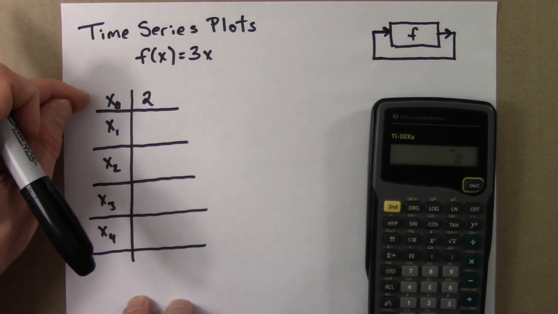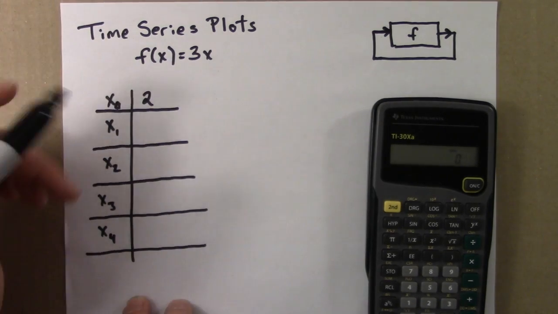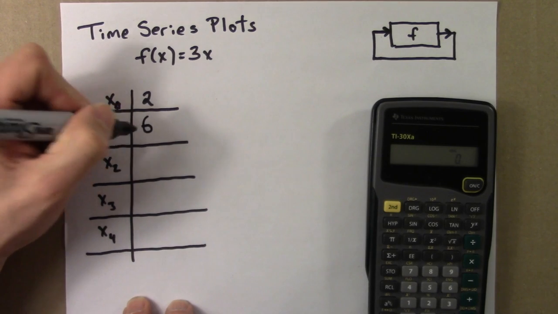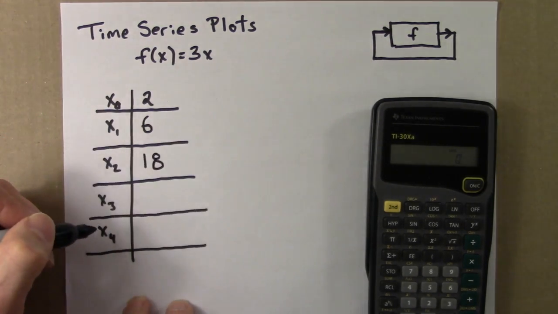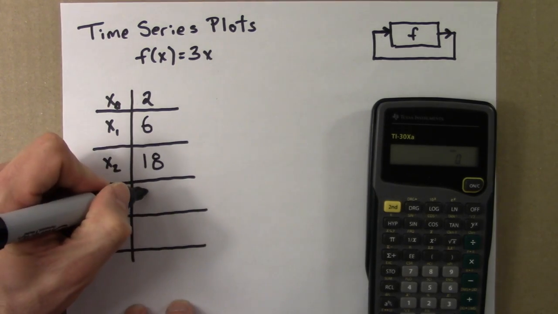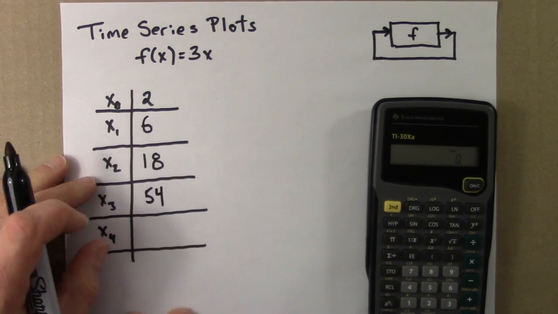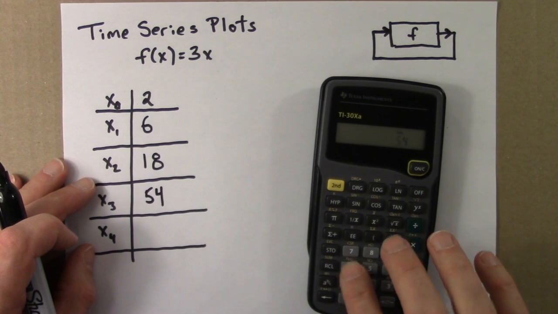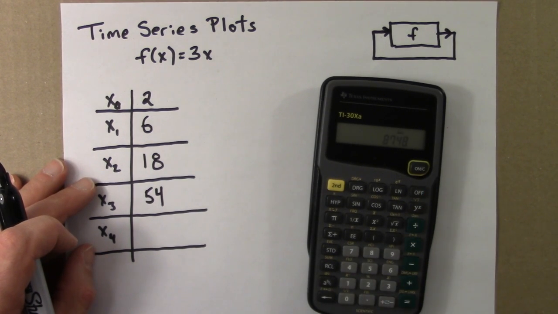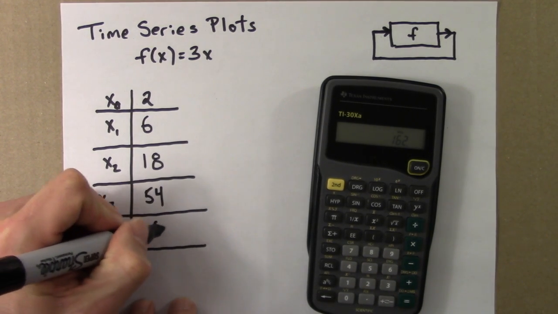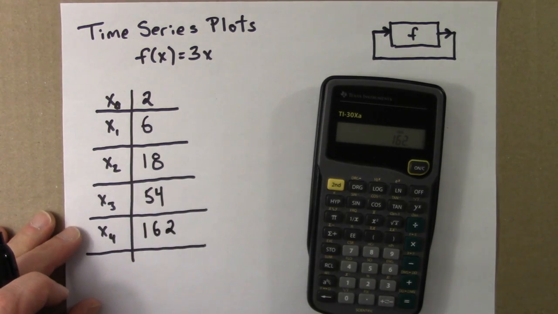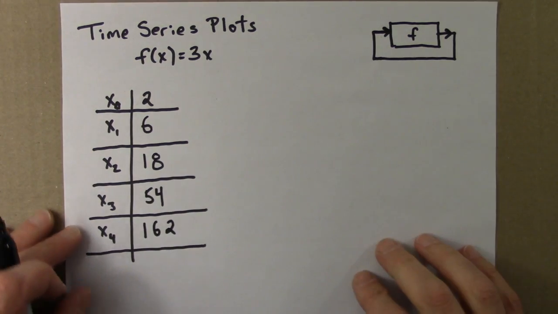We've done this before. 2 tripled gives the next value, 6. We triple 6 to get 18. We triple 18 to get 54. And then tripling 54, let's see, that's 162. So there's our orbit. There's the itinerary.